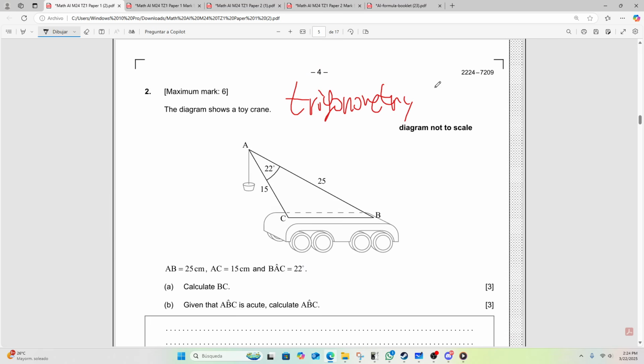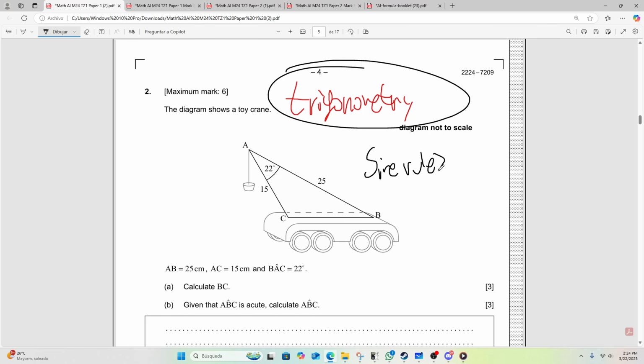For number 2, you can establish it's trigonometry, so immediately you can say, okay, for whatever they ask, I first need to try the sine rule. And if it doesn't work, I go to the cosine rule. And if I still can't use it, then I should double check, see if I can create another something, find an angle, find the missing side, etc.